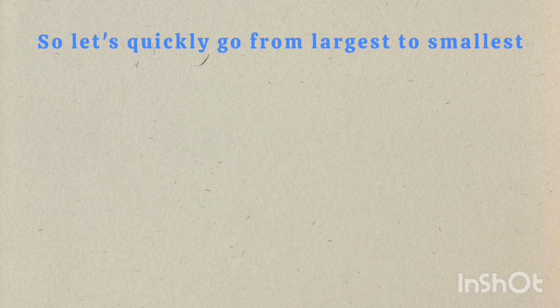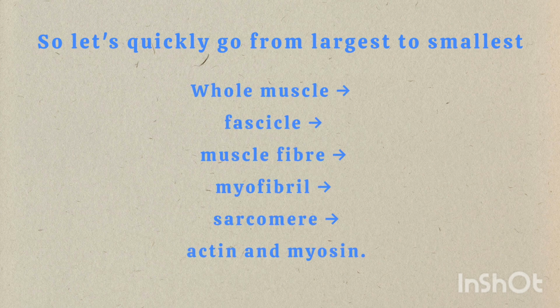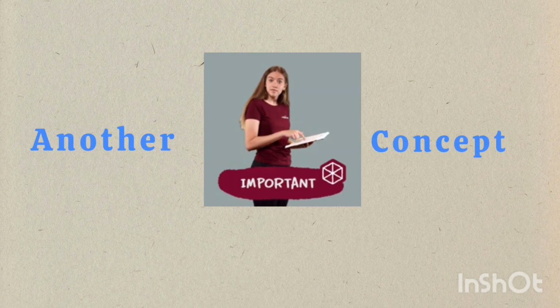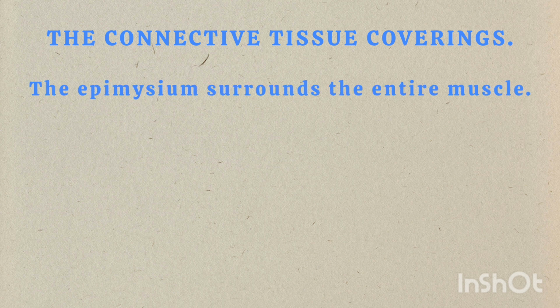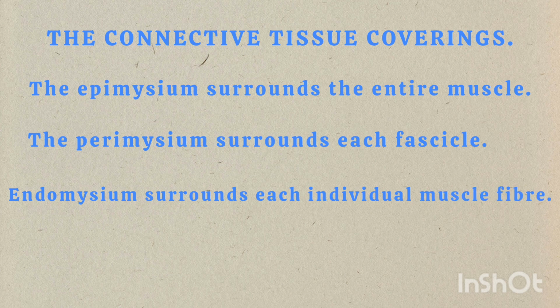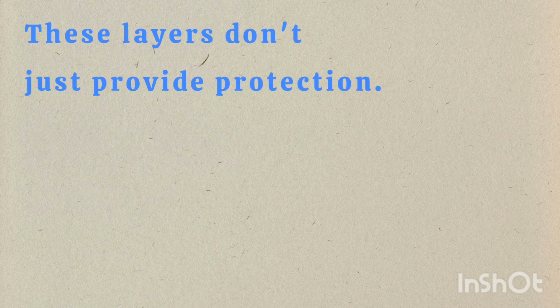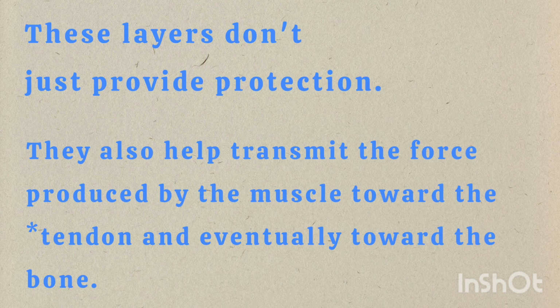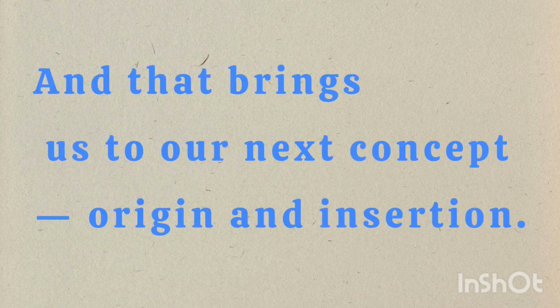So let's quickly go from the largest to smallest: whole muscle, fascicle, muscle fiber, myofibril, sarcomere, actin, and myosin. Now there's another important concept here, the connective tissue coverings. The epimysium surrounds the entire muscle, the perimysium surrounds each fascicle, and the endomysium surrounds each individual muscle fiber. These layers don't just provide protection, they also help transmit the force produced by the muscle towards the ligament and eventually towards the bone. And that brings us to the next concept, called origin and insertion.